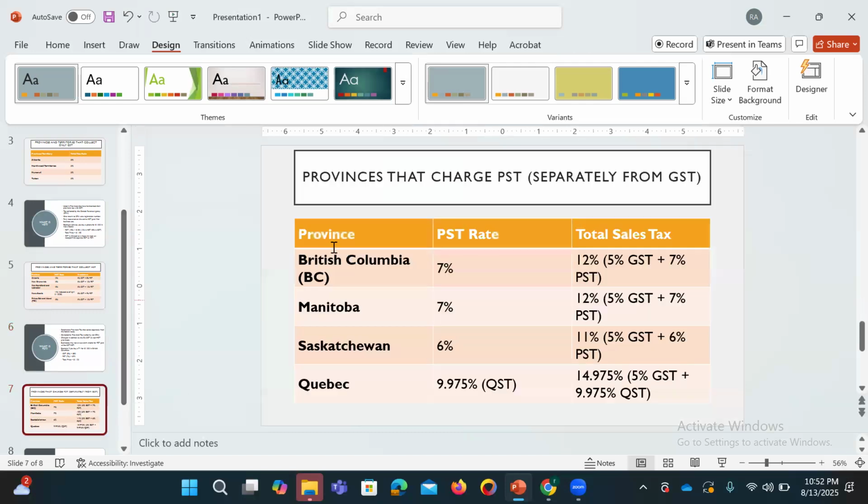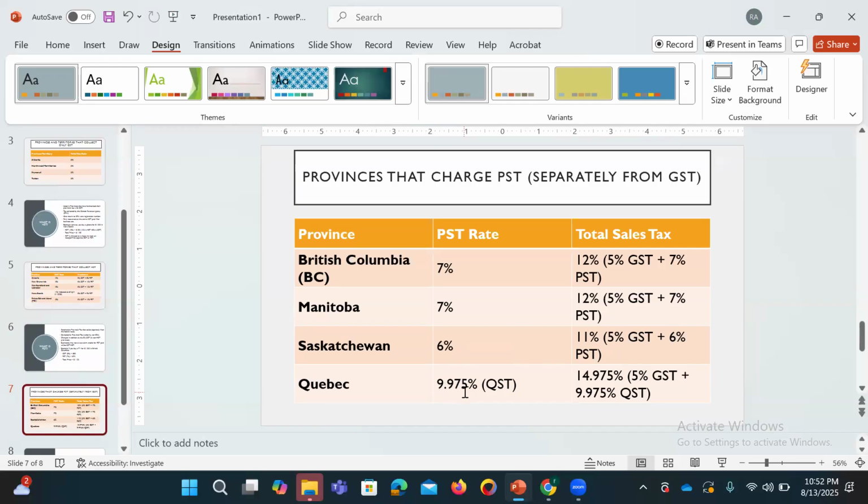So which provinces charge PST separately from GST? British Columbia charges a total of 12% sales tax, out of which 5% is GST and 7% is PST. Manitoba's PST rate is 7% again, which makes 12%, the same as British Columbia: 5% GST, 7% PST. Saskatchewan's PST rate is 6%, and the total sales tax is 11%: 5% GST, which is federal, and 6% provincial sales tax.